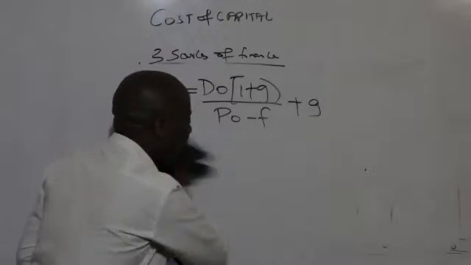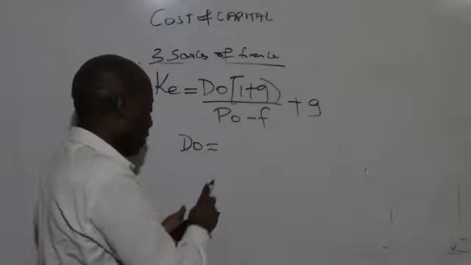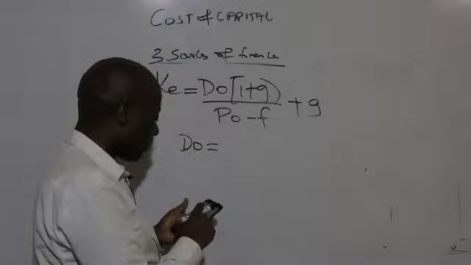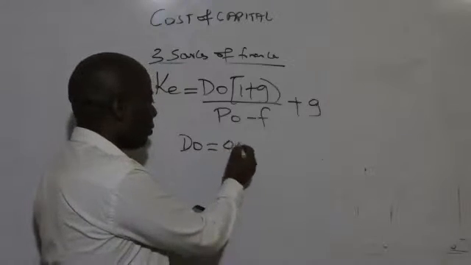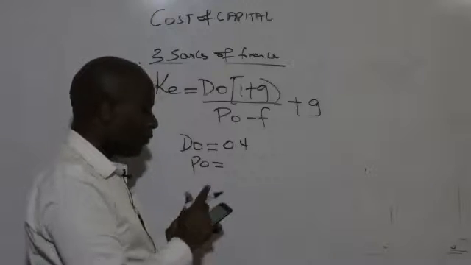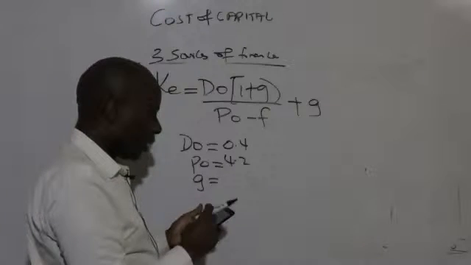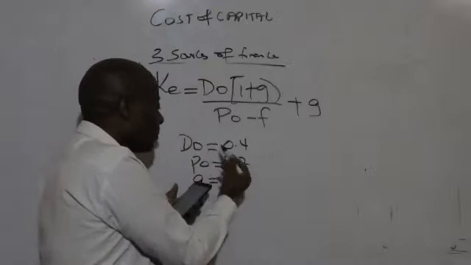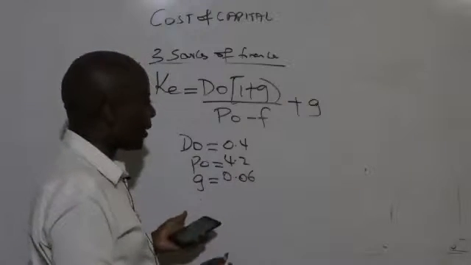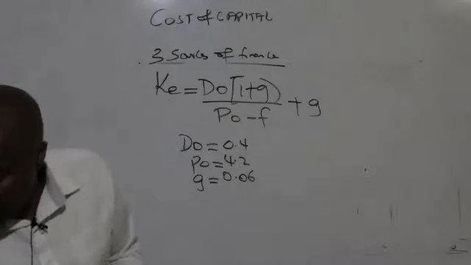Quite easy, ladies and gentlemen. These people have given us our D0, the dividend which has just been paid, which is 0.4. And then we have our P0, which happens to be 4.2. They have also given us the growth rate, 6%, which is the same as 0.06. So come and plug the figures in.